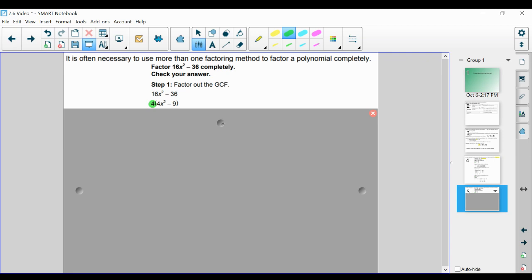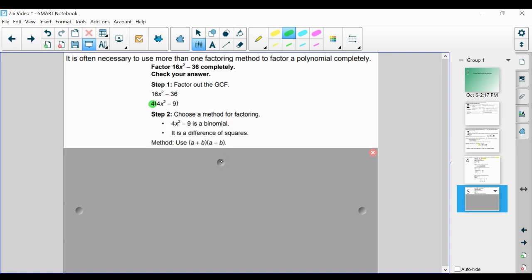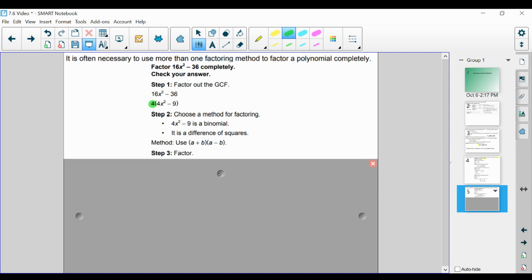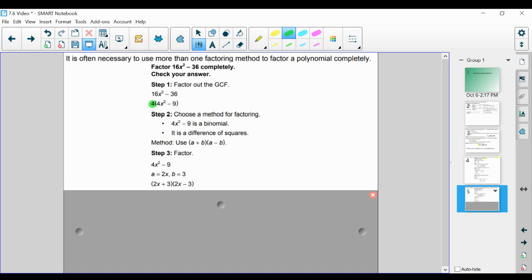One of the things that I notice is that it's a binomial, which means it might be a difference of perfect squares. And that's the only way we can factor a binomial. It's a difference of perfect squares. So we have to check that now. So it is a difference of perfect squares. 4x squared, the square root of that is 2x, and then 9, the square root of that is 3. So we can use it as a plus b, a minus b. So we end up with 2x plus 3 and 2x minus 3.